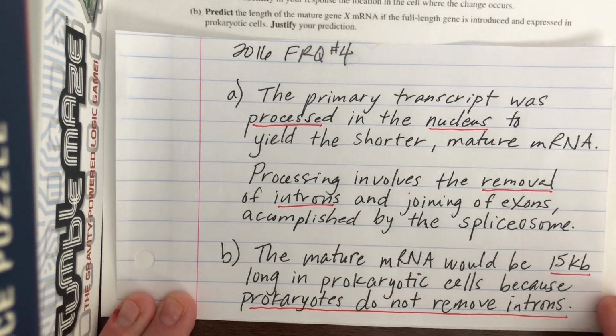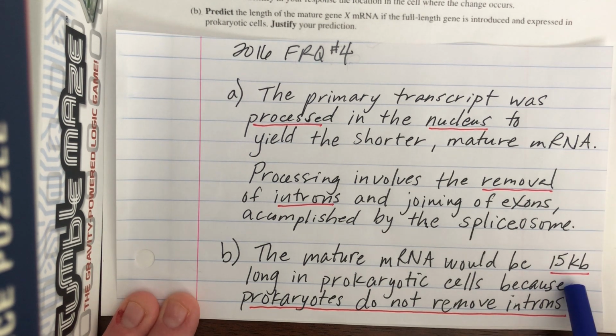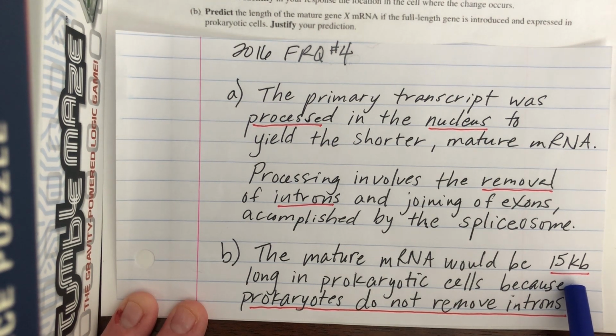For part B, the answer is 15 kilobases. Why? Because prokaryotes don't use introns. They don't have them. They don't recognize them. They can't cut them out. 15 kilobases is going to be the length of that mature mRNA. There is no mature mRNA, actually. In prokaryotes, it's just mRNA, because as soon as it's made, it's ready, it's mature.